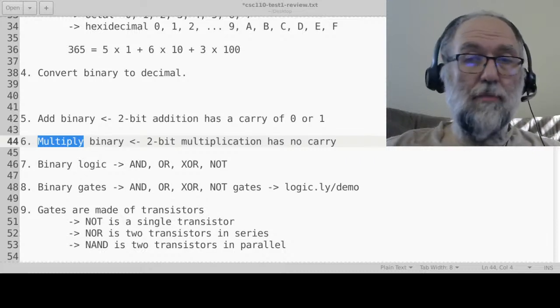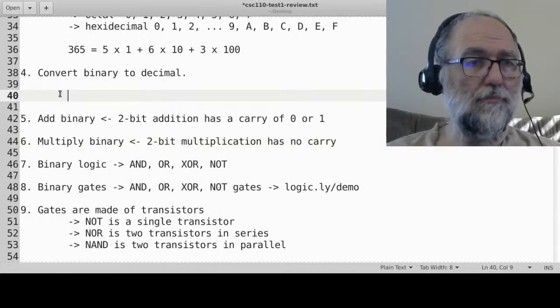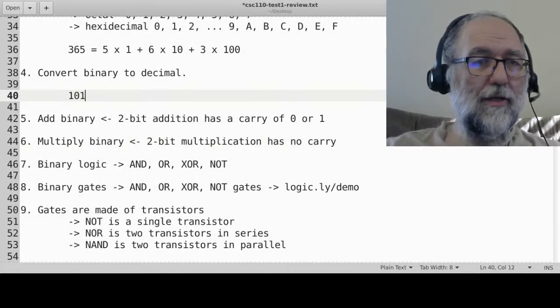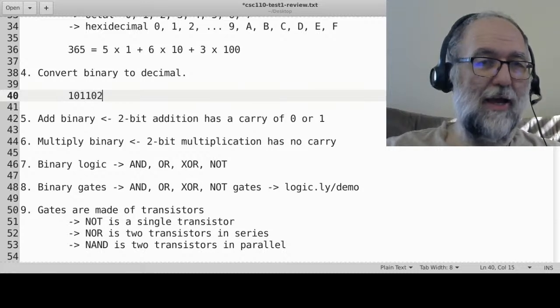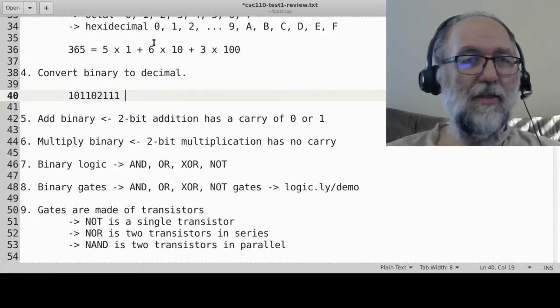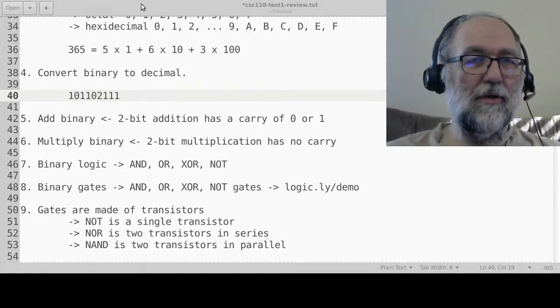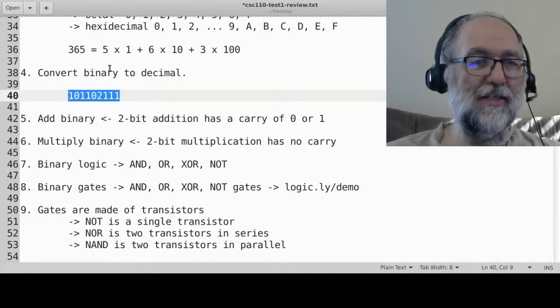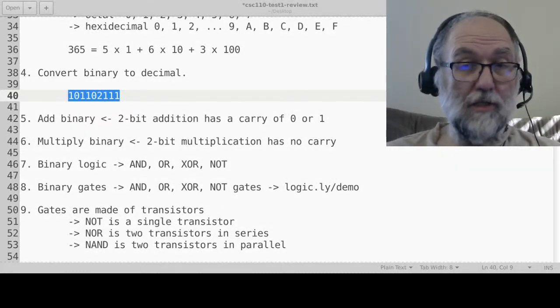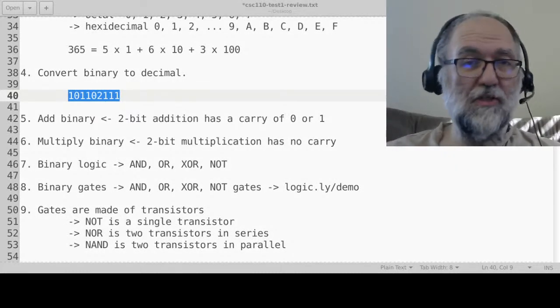Now, binary numbers, here's a question I've asked in the past. Is that a binary number? Well, it definitely isn't. How do you know that's not a binary number? Because binary numbers are only made up of ones and zeros.